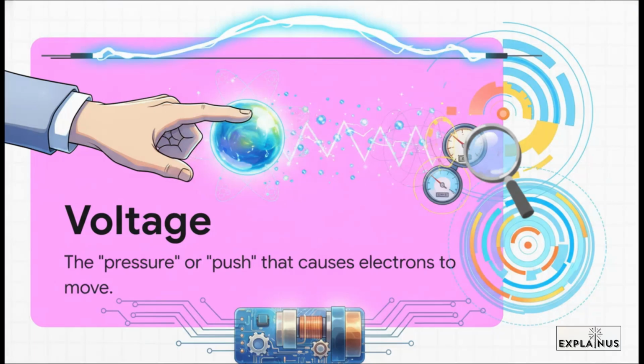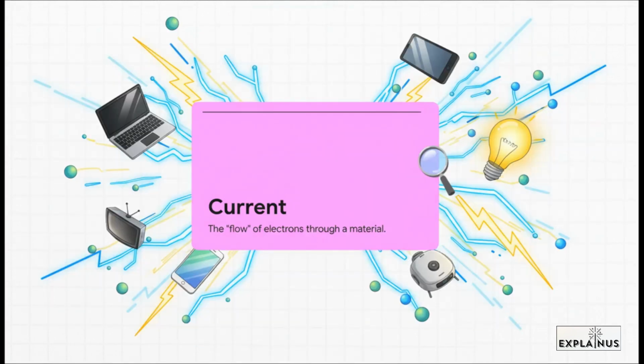But what makes those electrons want to move in the first place? Well, that's where voltage comes in. The best way to think about it is like electrical pressure. It's the push that gets those electrons to start hopping from one atom to the next. And once that voltage gets them going, that actual stream of electrons flowing through a material, that's what we call current. That flow, that movement, that's the electrical energy we actually harness to power everything.